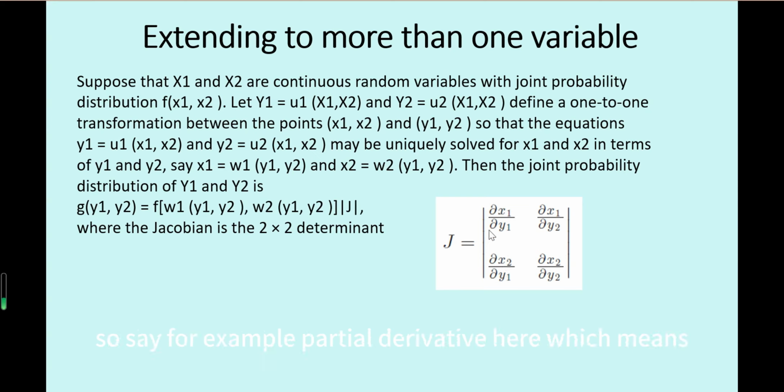For example, in the partial derivative of x1 = w1(y1, y2), we take y2 as a constant and then take the derivative of this expression with respect to y1. Similarly for the other parts of the Jacobian. Then we just calculate the determinant of this Jacobian matrix.